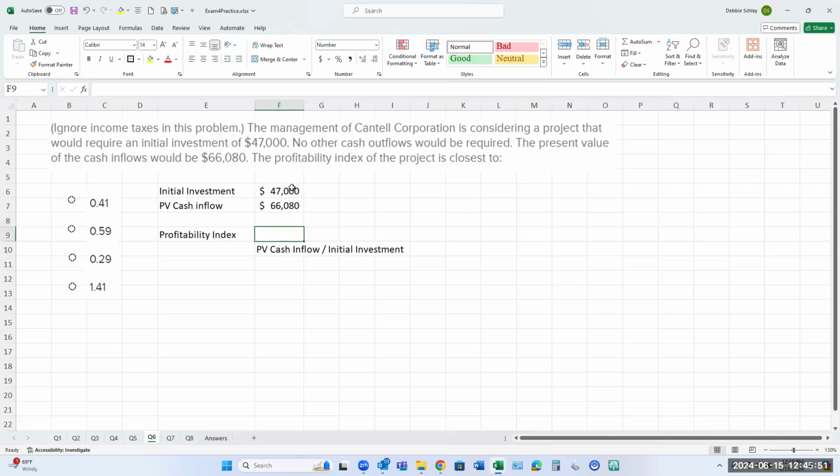So profitability index, they've given us everything. We don't have to do anything but just calculate the profitability index, which is the present value of the cash inflow divided by the initial investment. So 1.41.